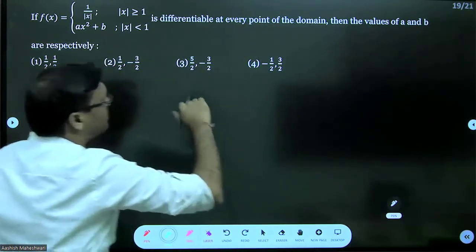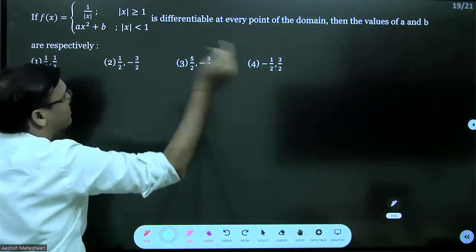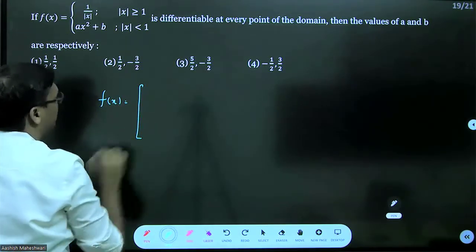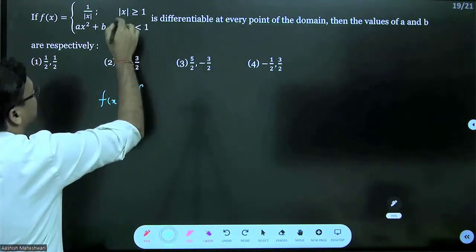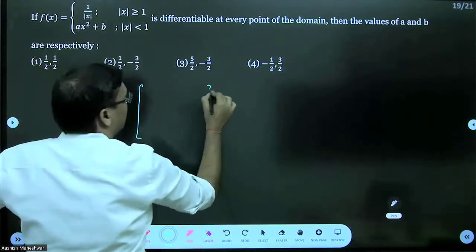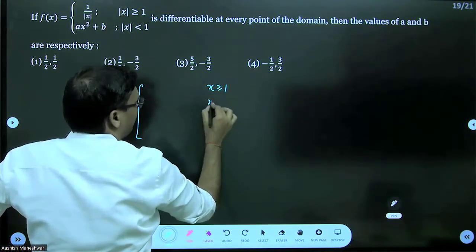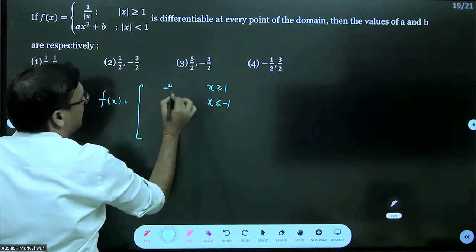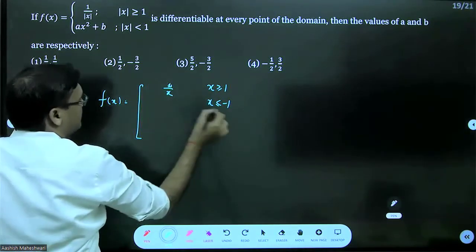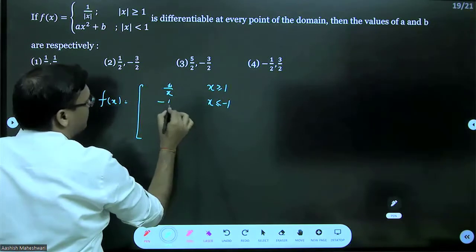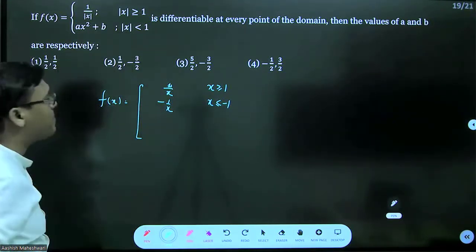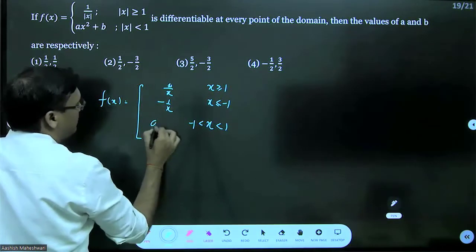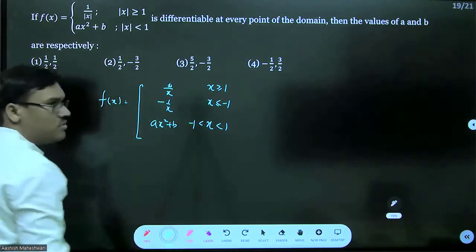So you have to check what are the values of a and b so that this is differentiable. So first thing you can just define this, so it will be easy to observe. If I say |x| is greater than 1, so I can have x greater than or equal to 1, I can have x less than or equal to minus 1. If x is greater than or equal to 1, this will be 1 by x only, because x is positive. If x is less than minus 1, this is equal to minus 1 by x, because x will be negative. Second, x between 1 and minus 1, this is equal to ax square plus b. So this is the function we have.